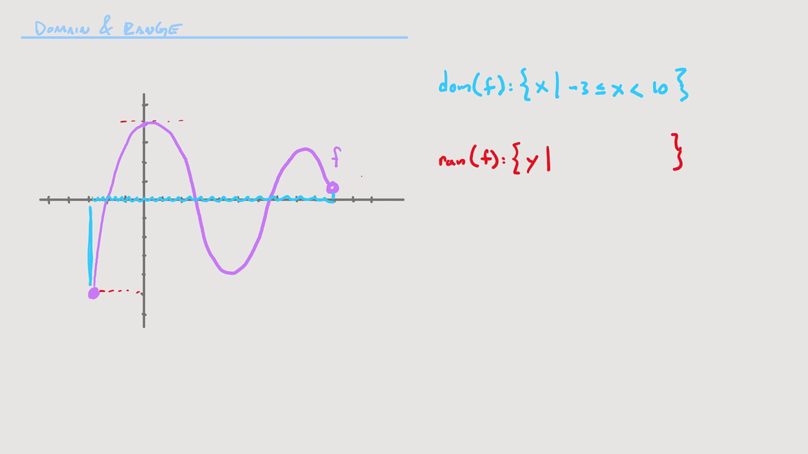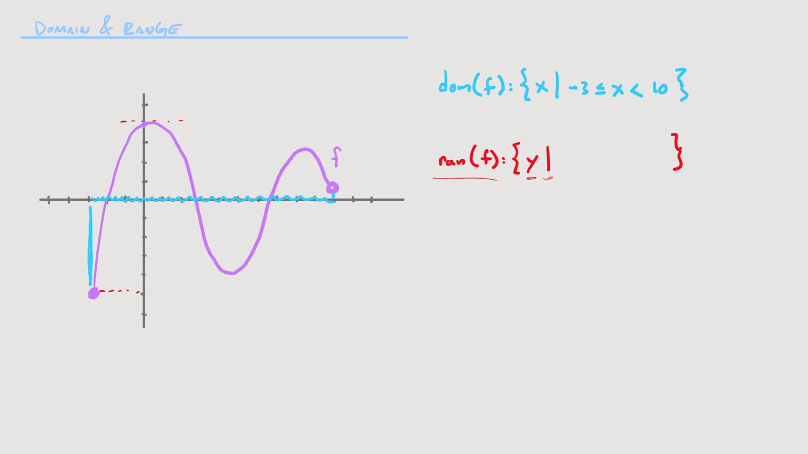Similar story with range. You'll notice I'm writing the same thing. I even have the same abbreviation, range of f. It's the set of all y values such that they're between some lower bound and upper bound. And the only difference you have to keep in mind here is that for range, now you're talking about the vertical available numbers. So instead of horizontal values, now we're looking at y-axis stuff. We're looking at vertical values.